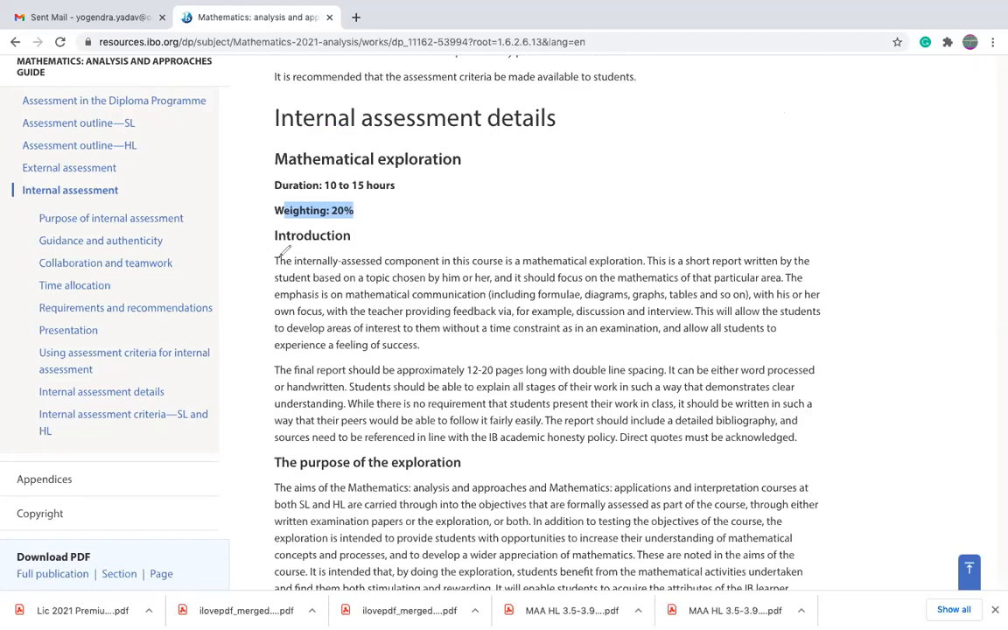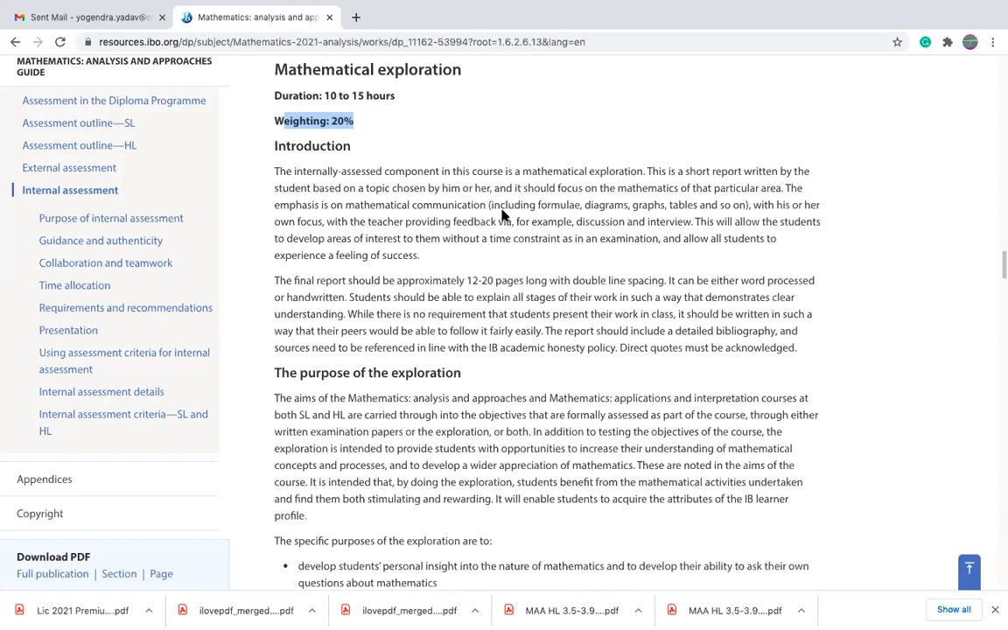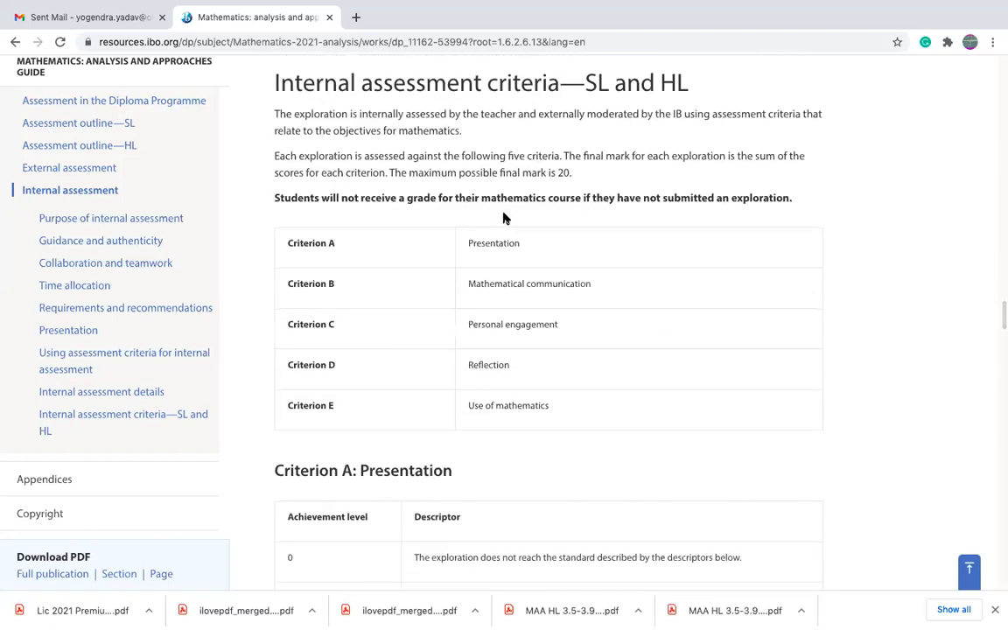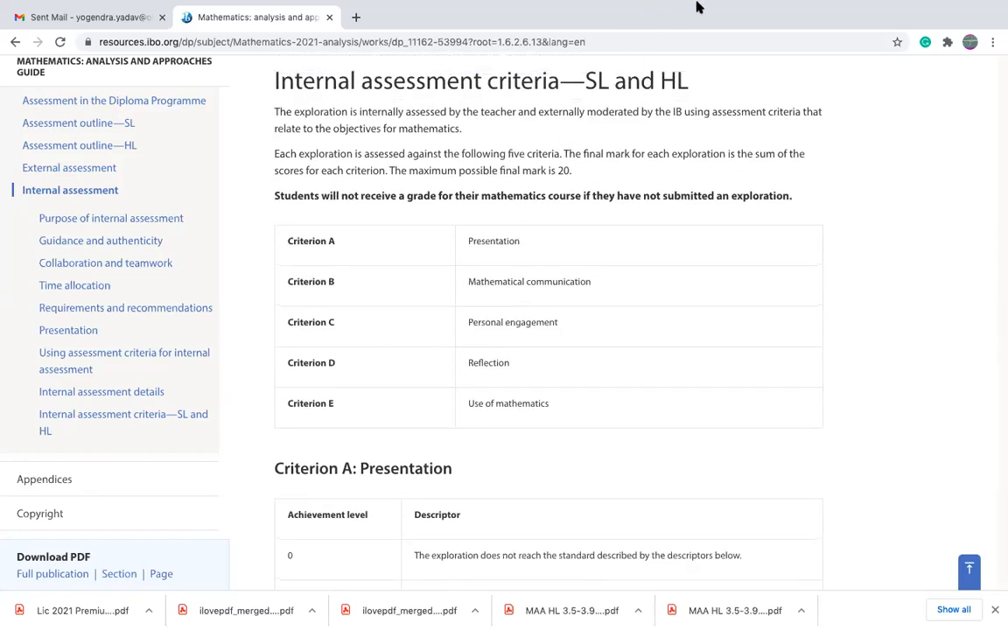The first thing is that the IA is an internally written paper by a student. It is generally internally moderated by the teacher and externally moderated by the examiners. So the first thing we have to understand is the criteria of an exploration. Generally the SL and HL criteria are the same, apart from one point in the maths criteria.